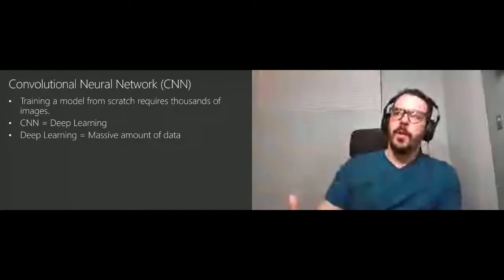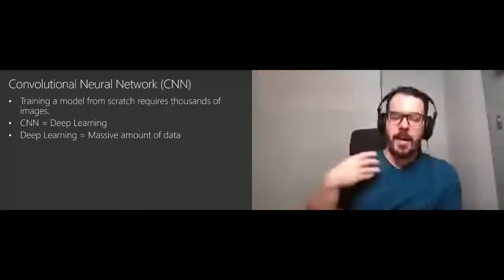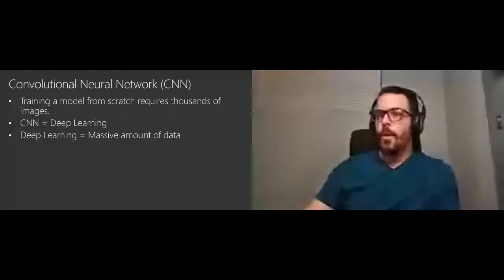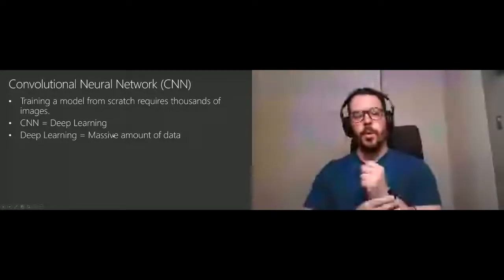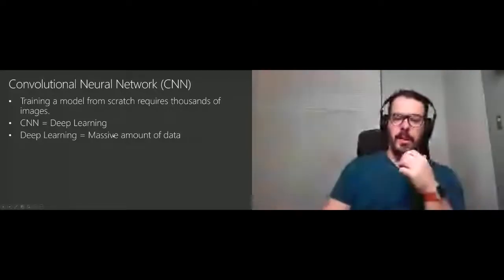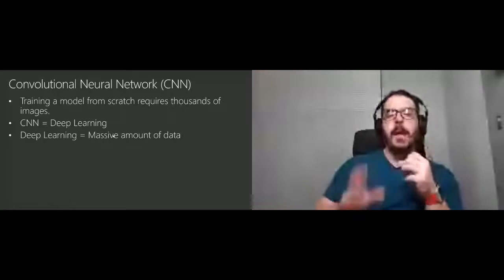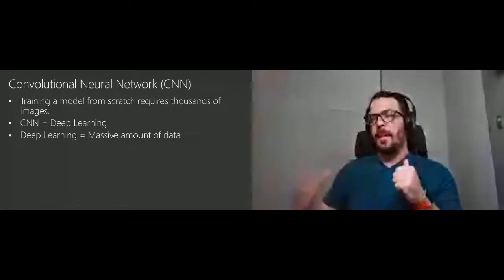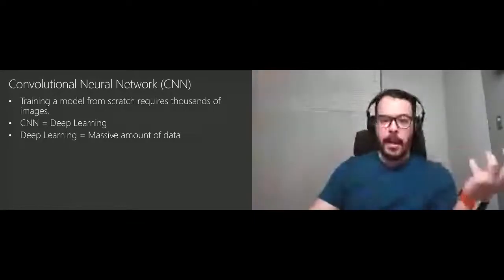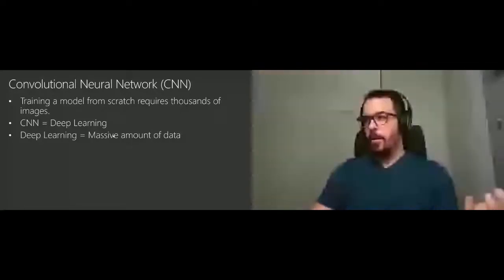So the convolutional neural network here, that is what is behind the scene. If you're training your model from scratch, it requires literally tens of thousands of images. Every time you read CNN, it basically means deep learning, and every time you read deep learning, it means a massive amount of data. So you don't want to do that.